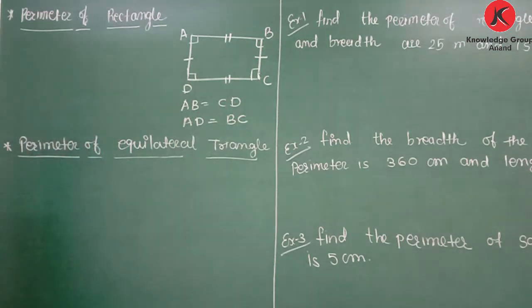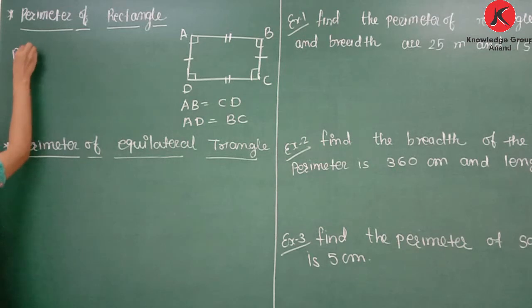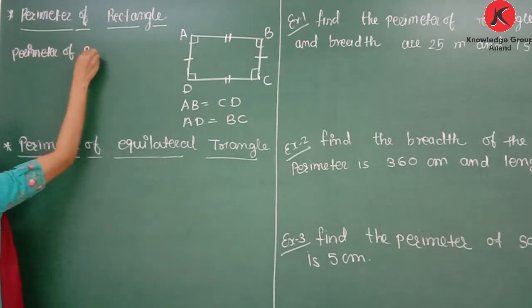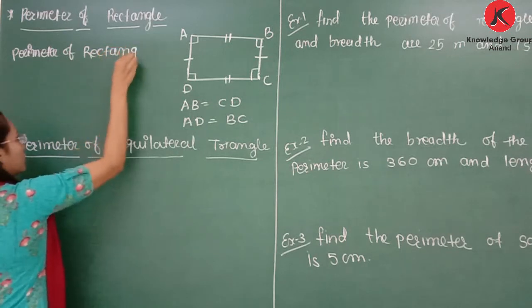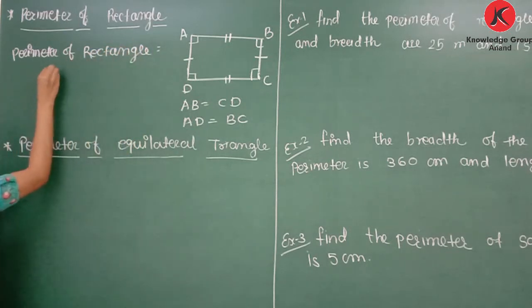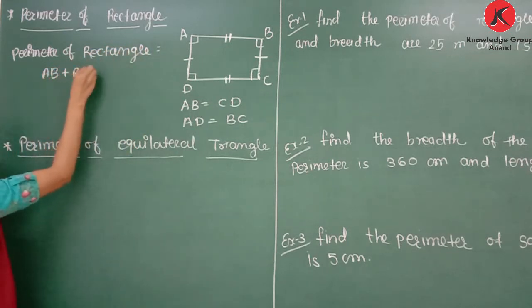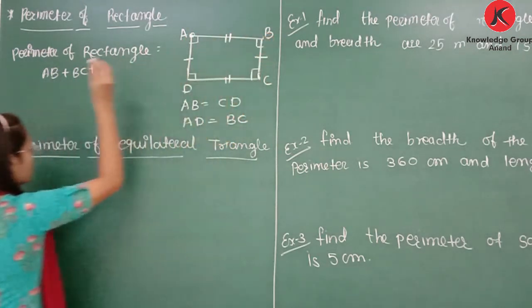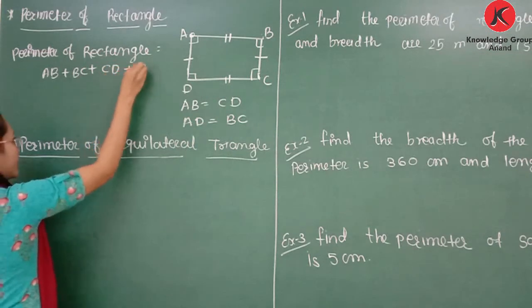Now perimeter means addition of all sides. So perimeter of rectangle, that is AB plus BC. We need to start from A, move towards B, from B to C, C to D and D to A.